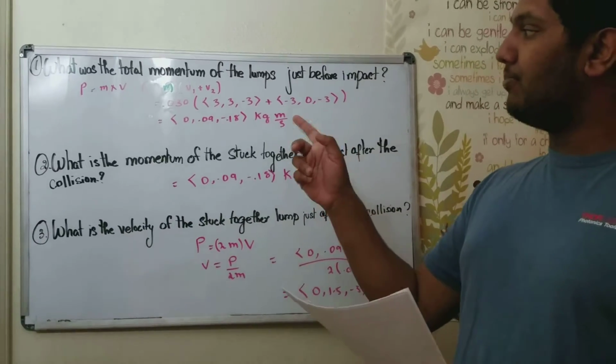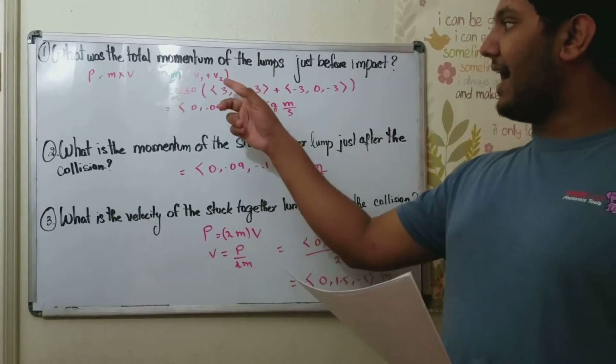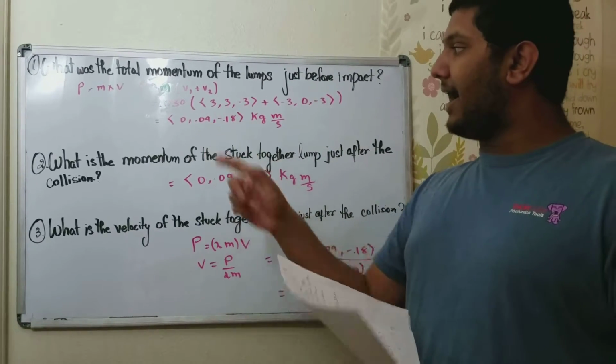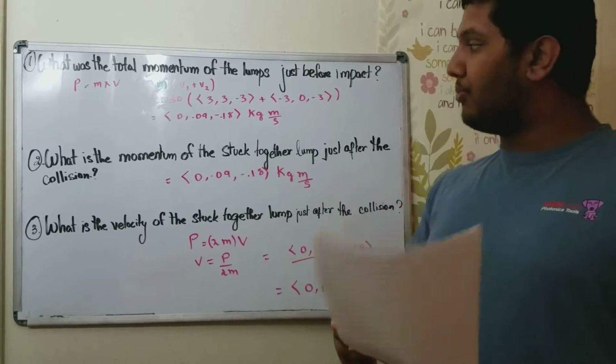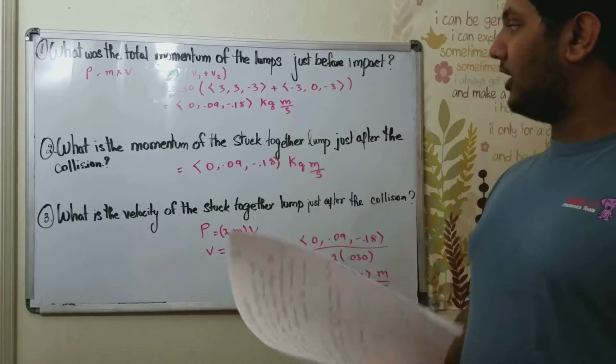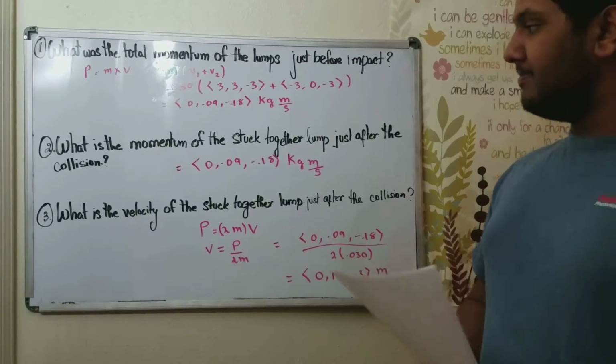So I have the value 0.030, and if I add the vectors up and multiply by the mass, I get the value (0, 0.09, -0.18) kilograms meters per second.